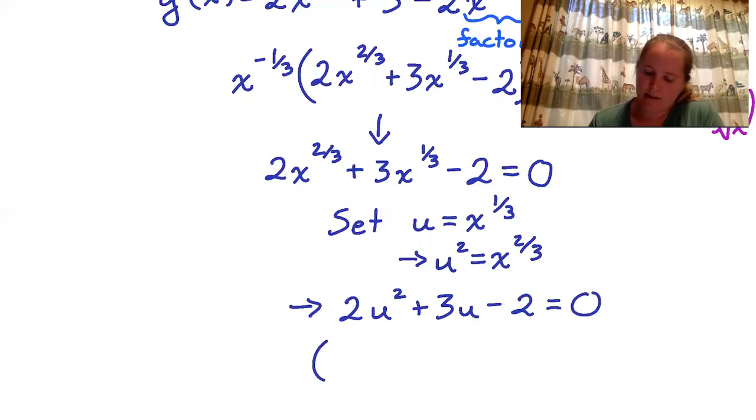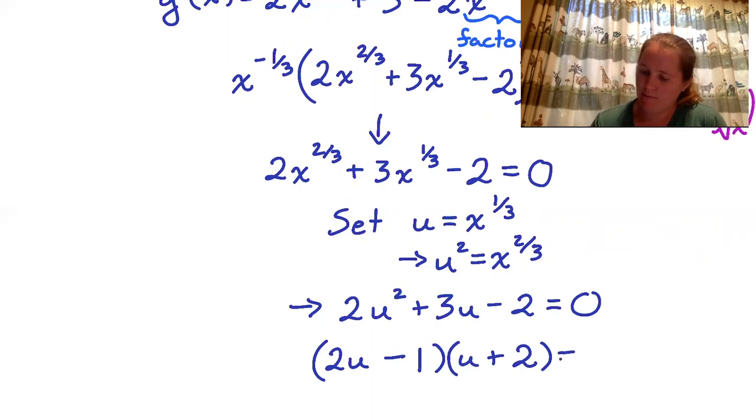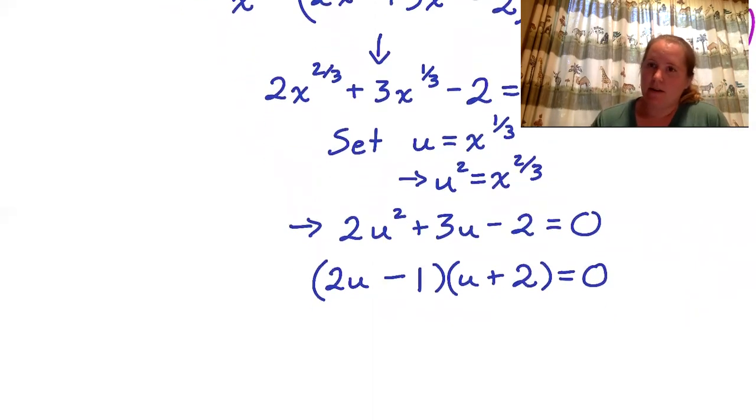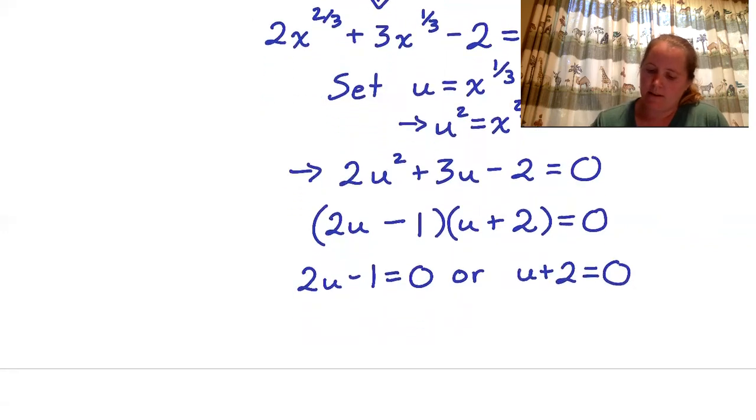This winds up factoring as we'll have a 2u and a u. And then if we do a plus 2 in the second factor and a minus 1 in the first factor, that will give a plus 4u minus u, which is that 3u we're aiming for. So we have 2u minus 1 equals 0, or u plus 2 equals 0. And we get that u is equal to 1/2 or negative 2.